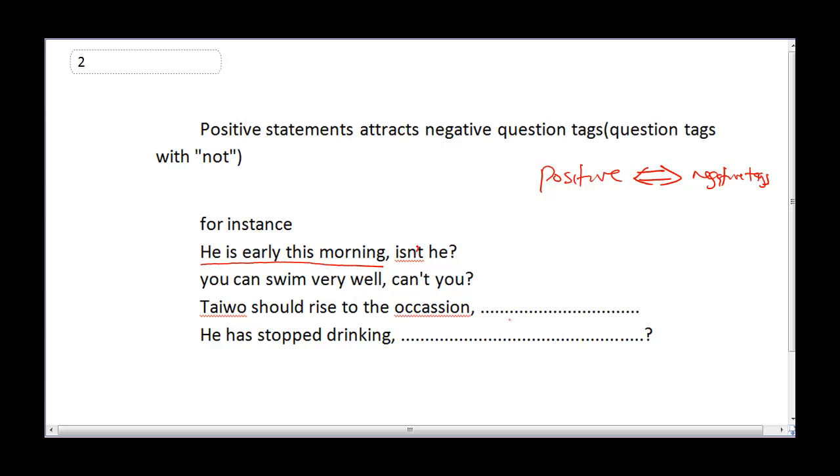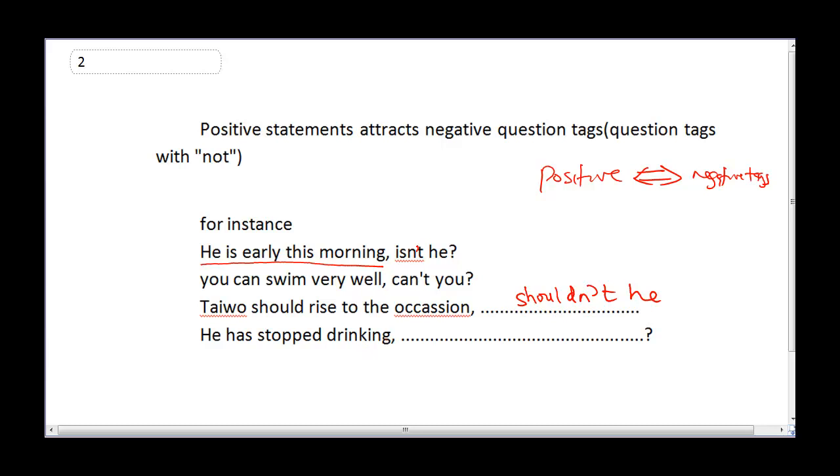Taiwo should rise to the occasion. Now, you can see it's a positive statement. Now, how do you answer it? Since it's a positive statement, you look for what? A negative tag. Taiwo should rise to the occasion, shouldn't he?